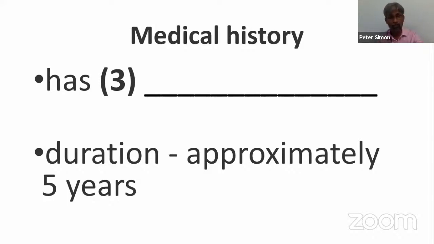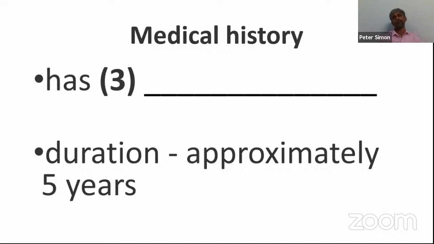Right. So medical history has dash. Has means present tense. History means past tense. That means prolonged from past till present. So has had. He has had diabetes for the last 5 years. Or he has had hypertension for the last 5 years. Has had. That means for a long time.